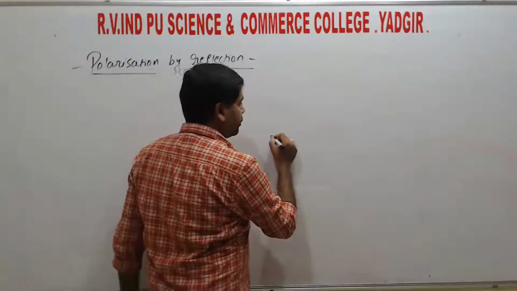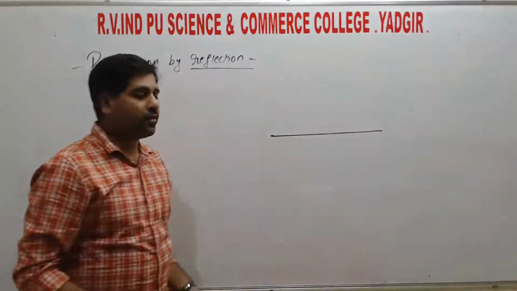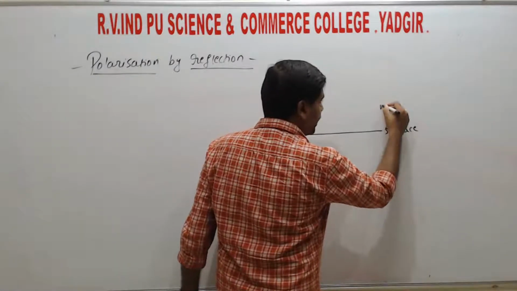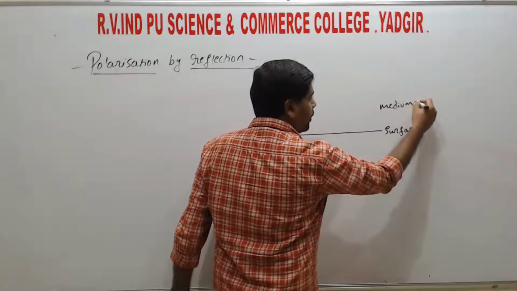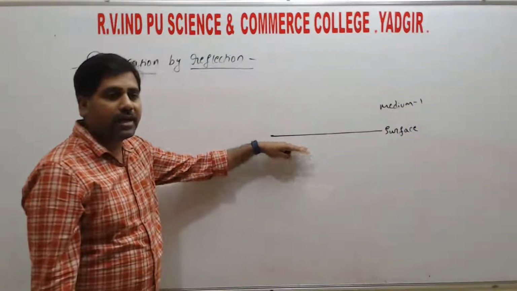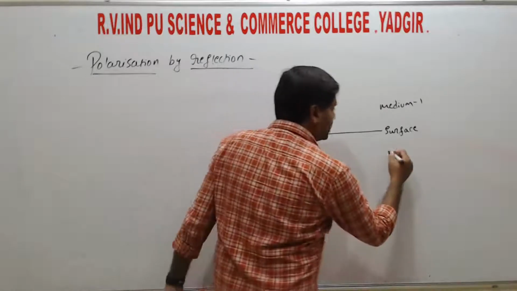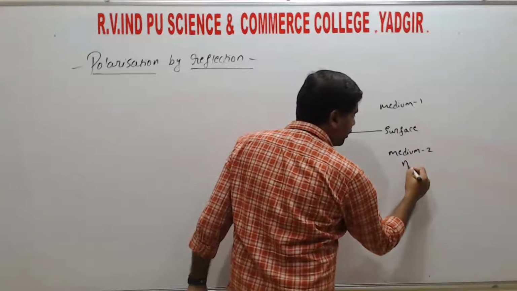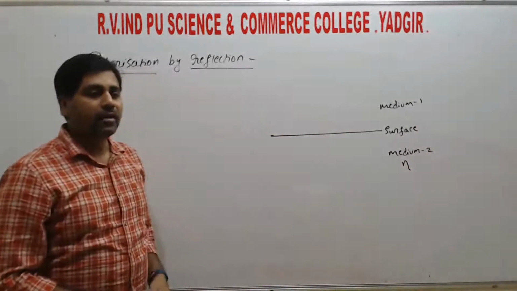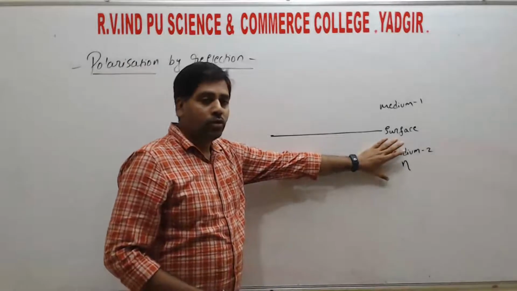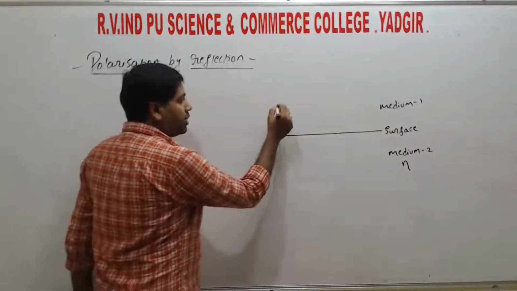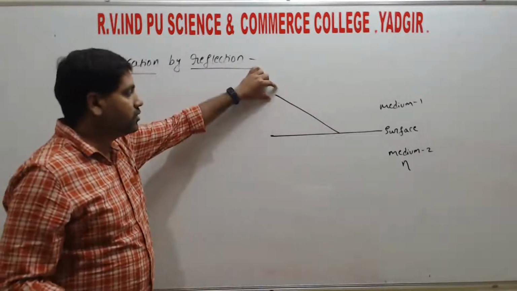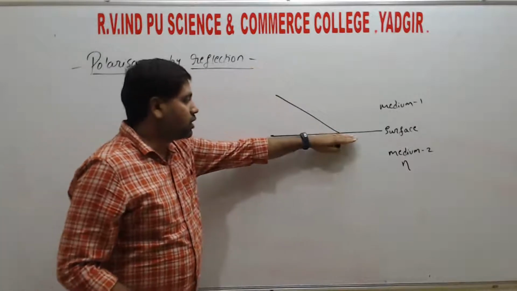So here, this one is the surface which separates two media. Above the surface we consider medium 1, and below the surface we consider medium 2. This medium has a refractive index, which we call N. So N is the refractive index of medium 2. This is the unpolarized light which falls onto the surface.